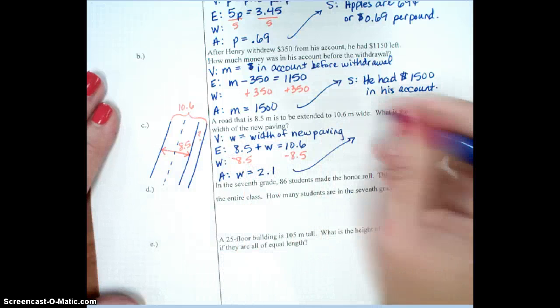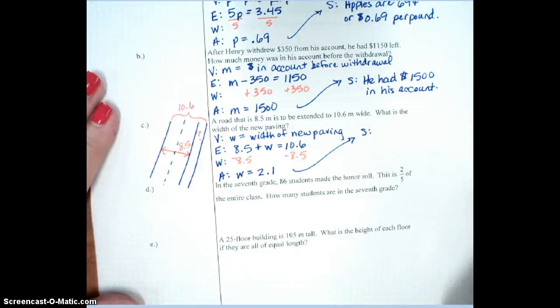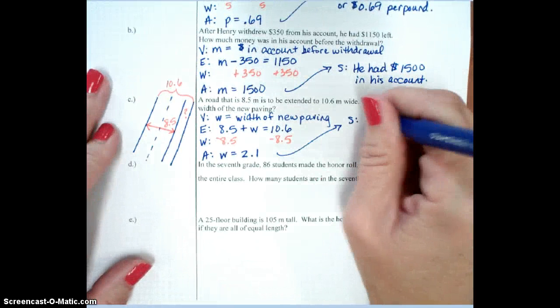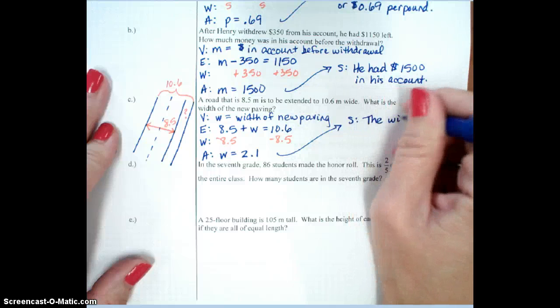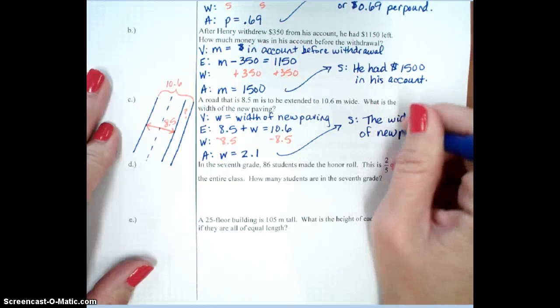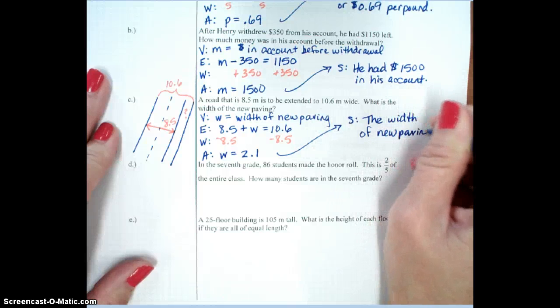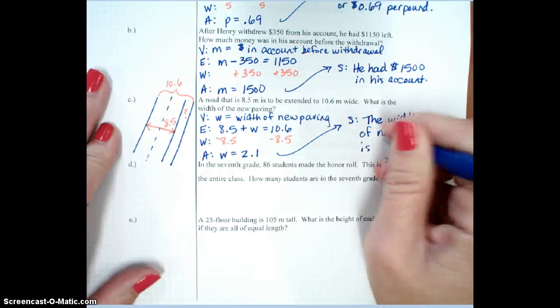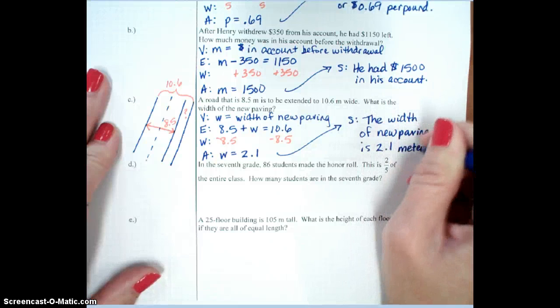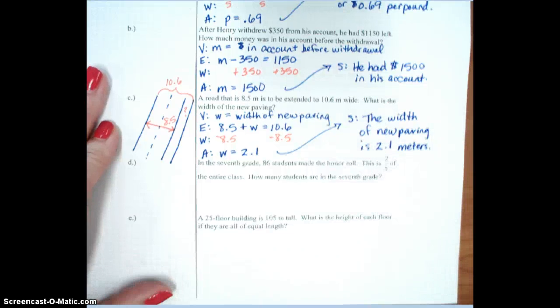And then we'll make sure that we can actually write the answer to the actual question that's being asked. So the width of new paving is 2.1 meters. So we'll make sure we put a label on it.